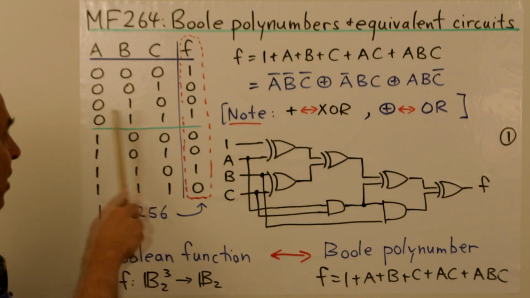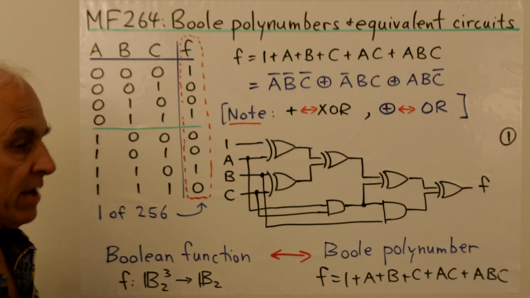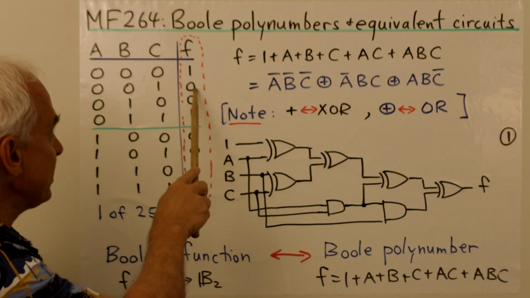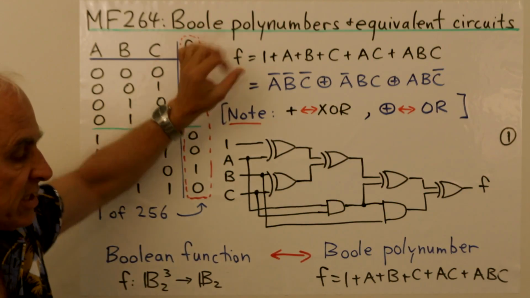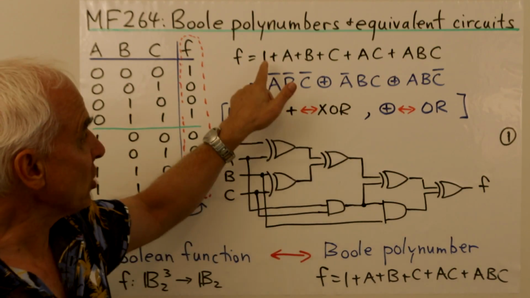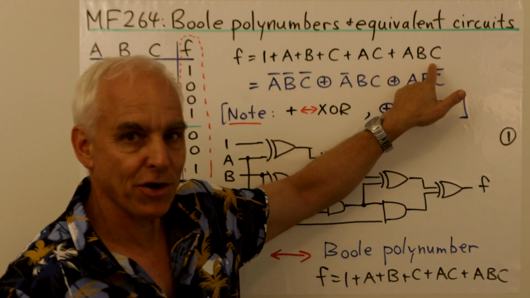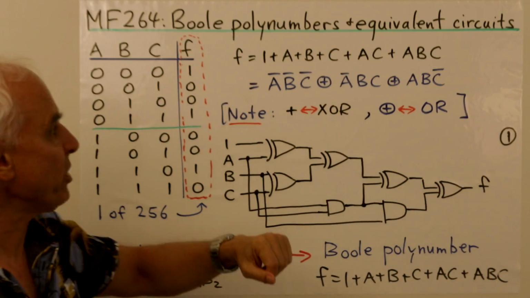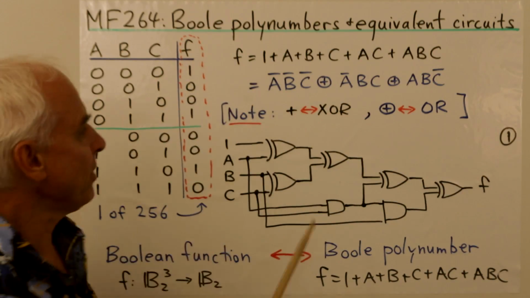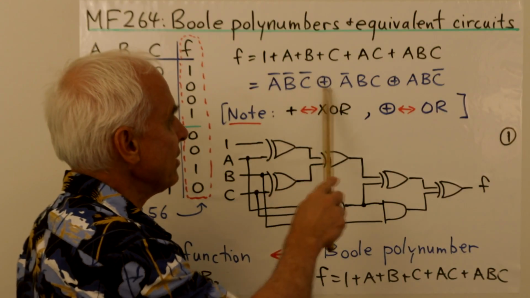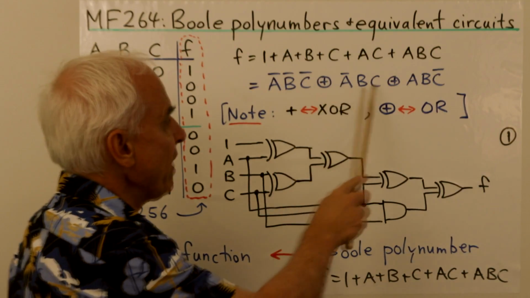So the 8 possible inputs, values of A, B, and C, and the outputs 1, 0, 0, 1, 0, 0, 1, 0. And we saw that this thing could be expressed in the algebra of Boole by this particular polynomial or polynumber, or in the Boolean algebra story with bars and circle sums in this fashion.